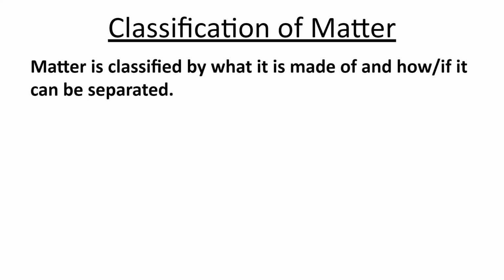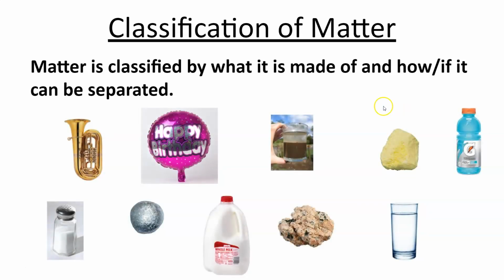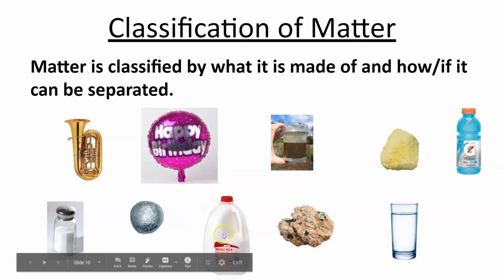All right, so how do we classify matter? Matter is classified by what it's made of and how or if it can be separated. So let's take a look at some examples of matter. Here we have a bunch of different types of matter. We have a helium balloon, this is a brass instrument, milk, granite, sulfur, all sorts of things.